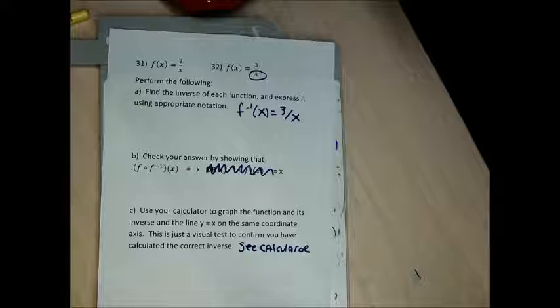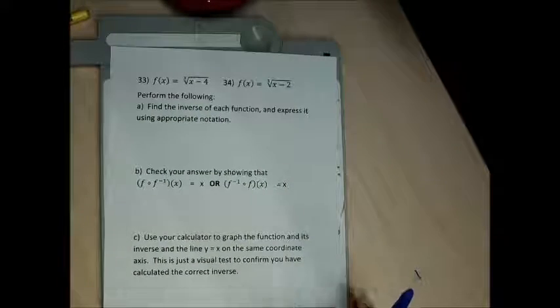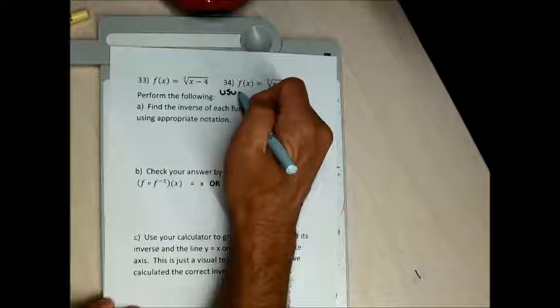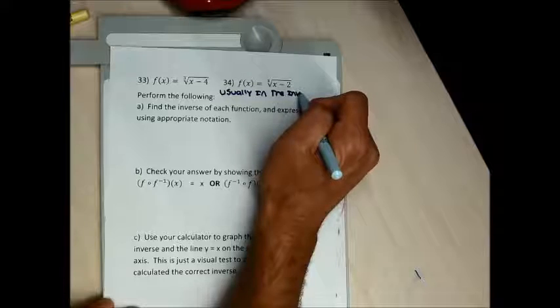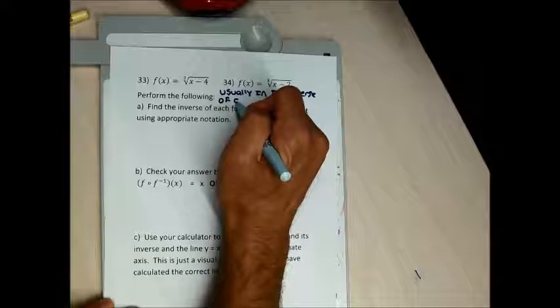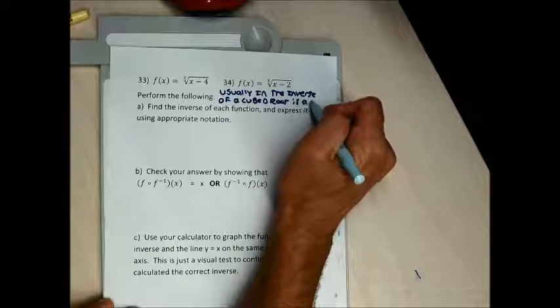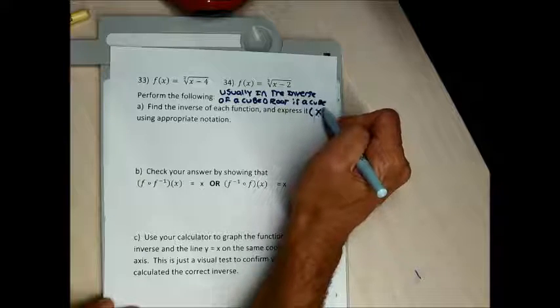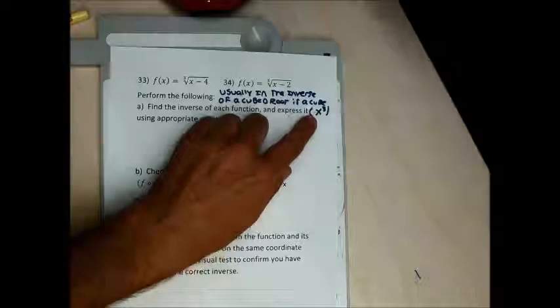And we just have 2 more problems to do. Usually, if the function's a cube root, the inverse of a cube root is a cube. So when I go to do problem 34, the inverse of a cube root, which this problem is, is a cube. So in my answer, I'm going to expect to see an x cubed when I go to find the inverse. And conversely, the inverse of a cube is a cube root normally.